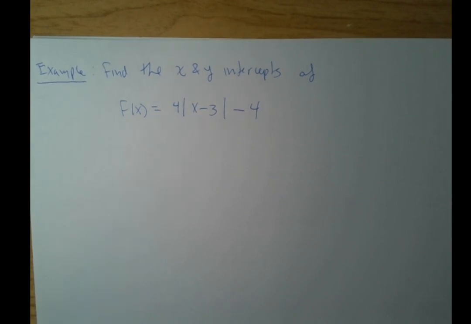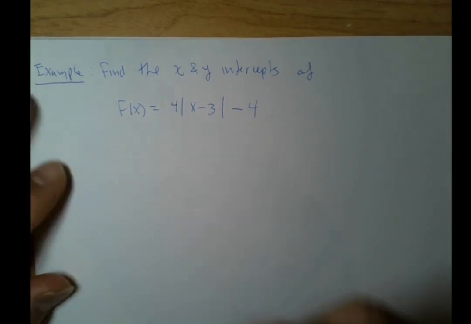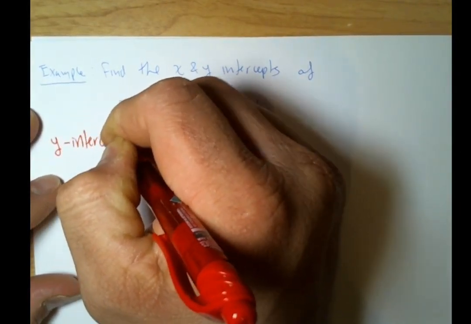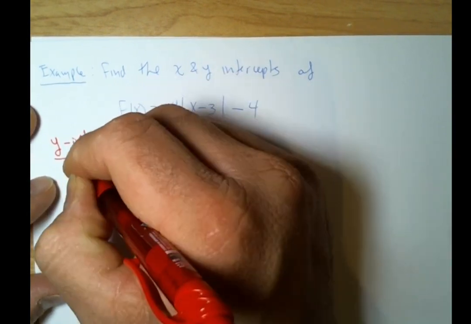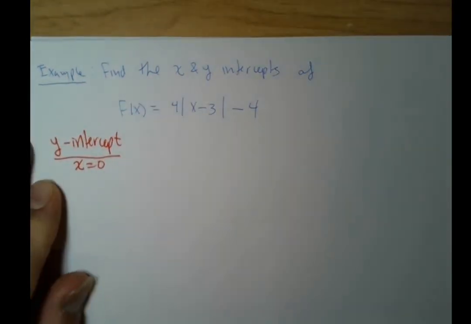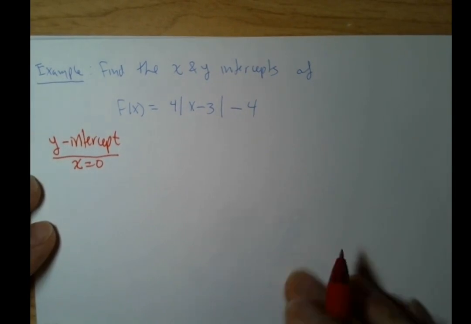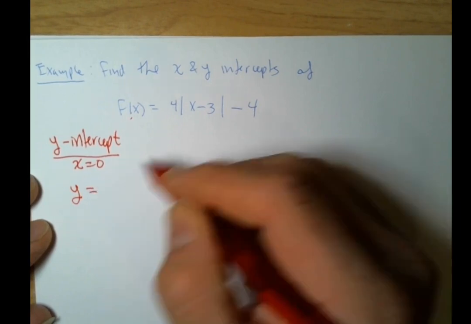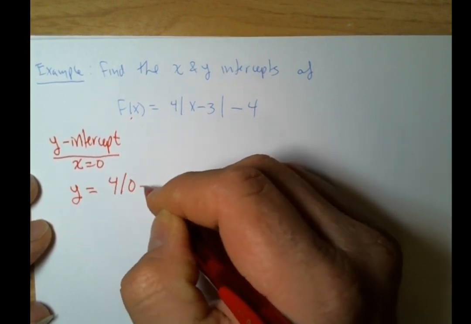Now, if you recall x and y intercepts, the x-intercept occurs when y is equal to 0. The y-intercept occurs when x is equal to 0. Let's start by solving the y-intercept first. Again, what that means is x is equal to 0. And again, we use y and f of x interchangeably here. So y will be 4, x, I'll plug in 0.